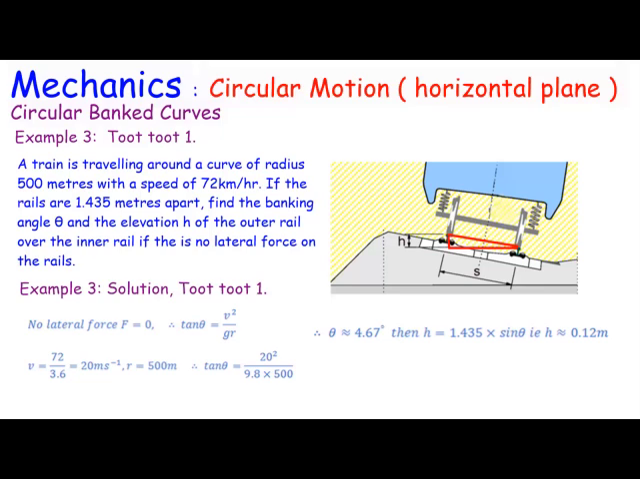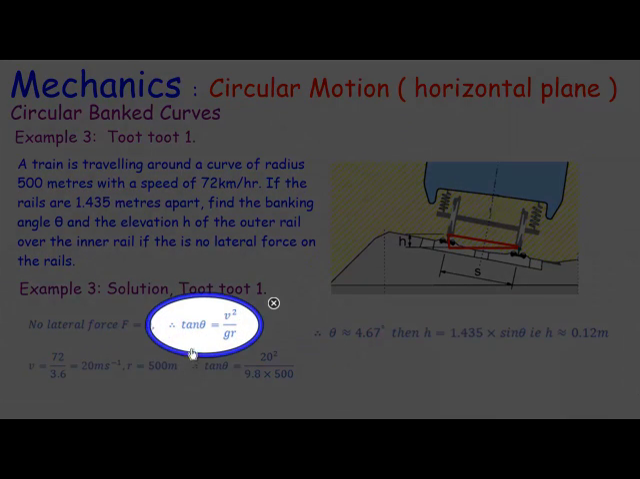I'll call it Toot Toot 1, where we have a train traveling around a curve of radius about 500 meters, speed 72 kilometers an hour, and the rails are about 1.435 meters apart, which is the Australian gauge. We've got to find the banking angle and the height h, you can see here, of the outer rail above the inner rail. So how do we do it? We're going to use the expression tan theta equals v squared on gr.